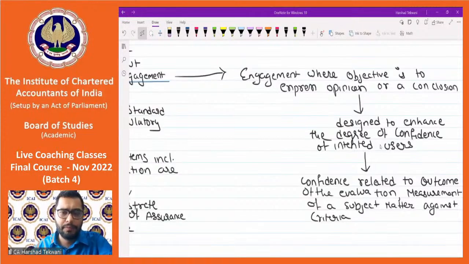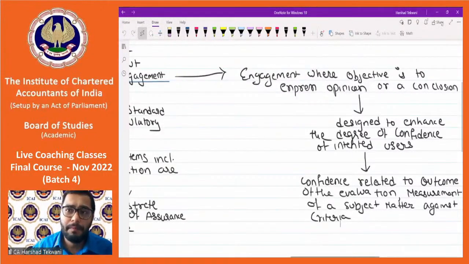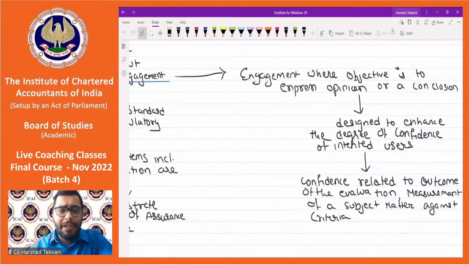Absolutely correct, Saida. Any doubt, guys? Any doubt till now? These are the terms that we are discussing, because these are the terms which will be used multiple times in this topic when I move forward.